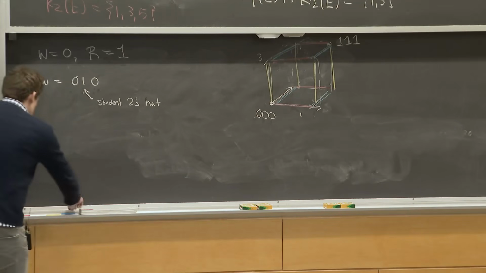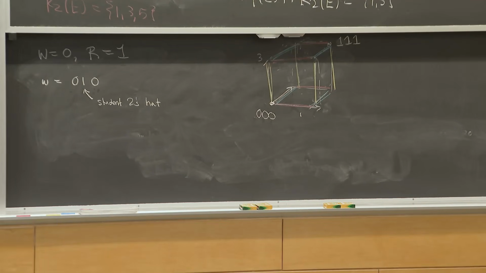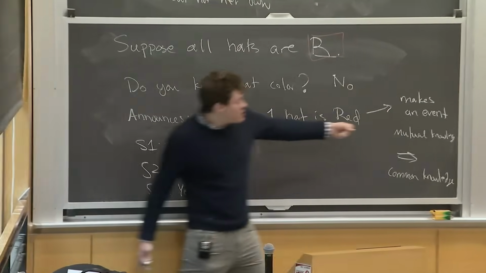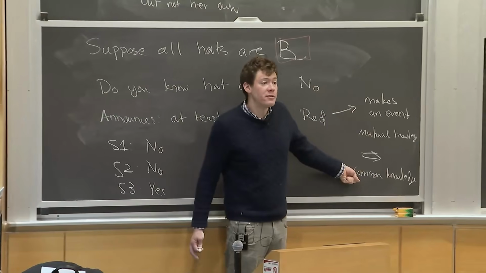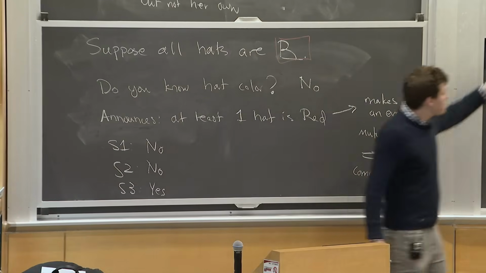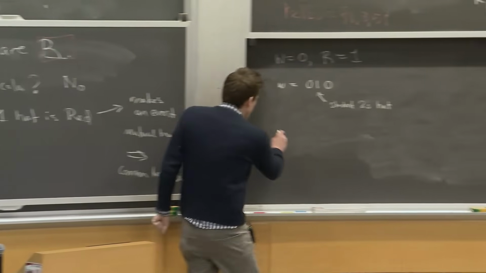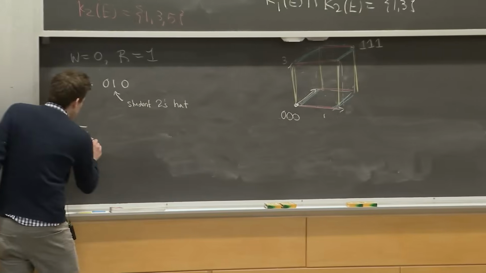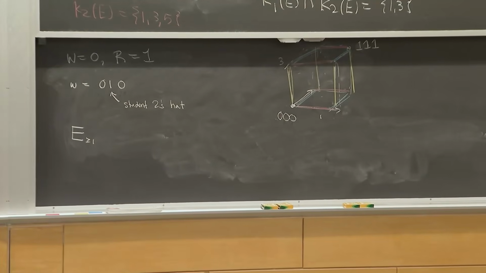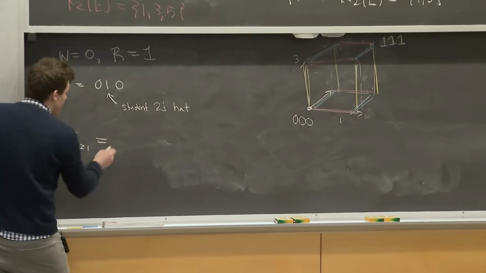Great. So now let me try to formalize my claim. My claim here was that the event that at least one hat is red is mutual knowledge, but not common knowledge. So let's try to check that. Let's write this down. This event E, maybe I'll write E greater than or equal to 1. This is the event that at least one student's hat is red.